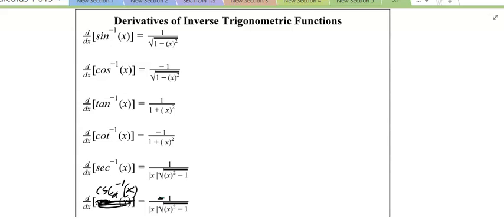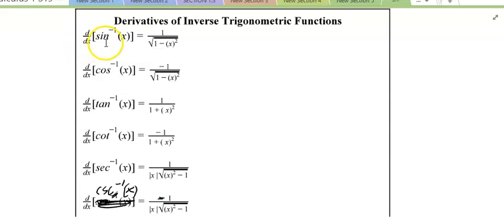Well, hello everyone. Today we continue our lesson on the derivatives of inverse functions. In particular, we will focus on the derivatives of inverse trigonometric functions. Now, the last time we were given some rules or facts about the derivatives of inverse trig functions.